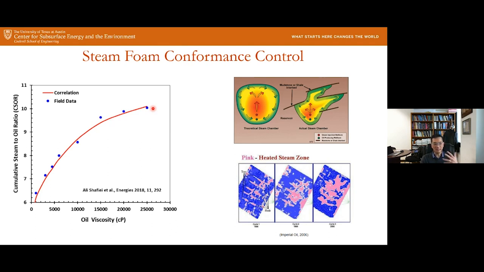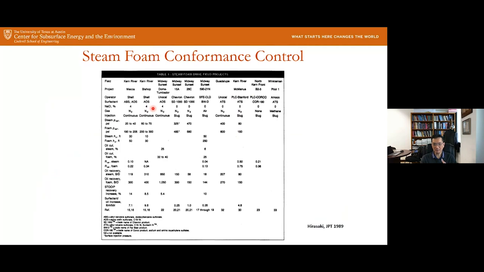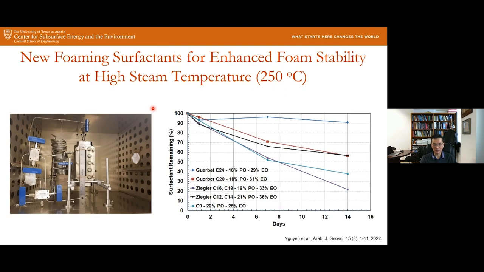So it means that if you really need to go in with high temperature steam injection, you need conformance control. And you can see steam foam has been successfully tested in the field over the past 30 years. You can see this dates back to 1989. There are several successful steam foam pilots. However, most of these steam foam pilots were implemented at temperatures below 200 Celsius degrees. So we need to bring steam foam to above 200 Celsius degrees, and now I'm talking about 250 Celsius degrees. So I'll share with you some highlights of the new foam system that we developed.